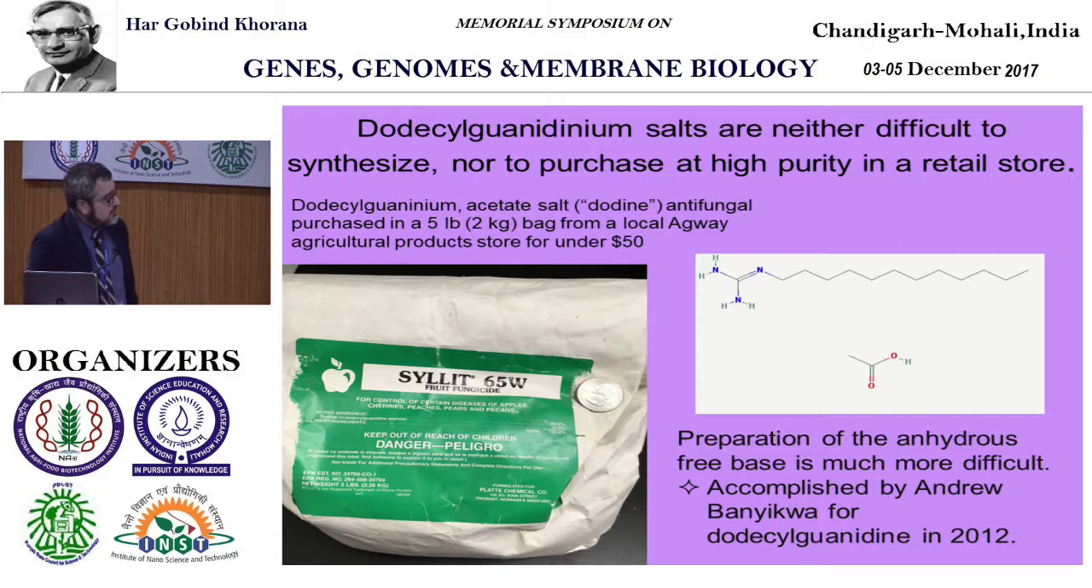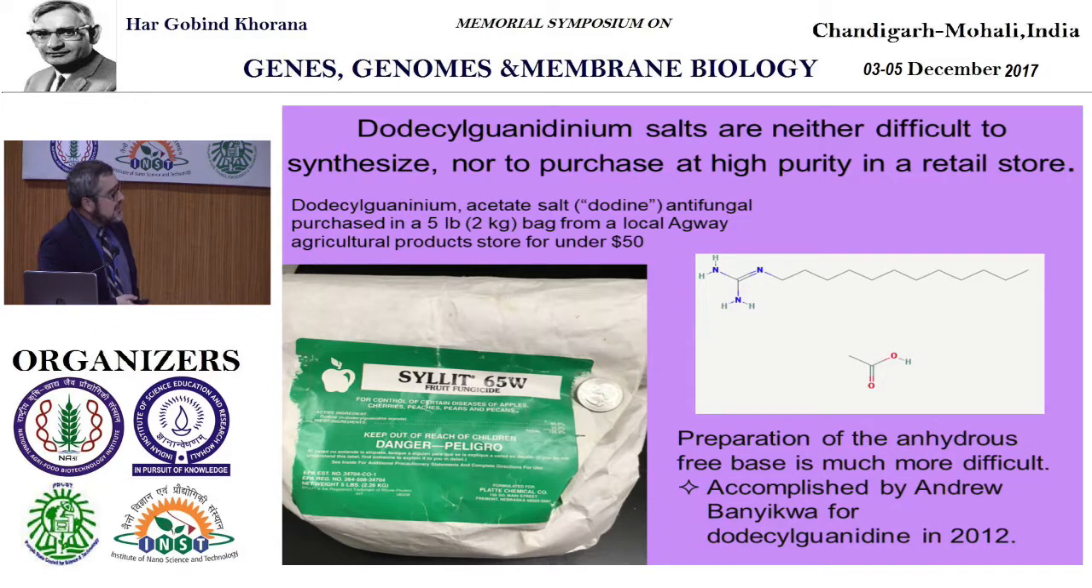Andrew Banyikwa, a very persistent graduate student, finally figured out how to deprotonate dodecyl guanidine in 2012. He relied on standing on the shoulders of a group that had just recently, in 2007, published a crystal structure of just guanidine, CN3H5, free base. And they were so proud of their ability to publish this crystal structure that they put right in their title, "At last, the crystal structure of guanidine." And I was always shocked that the journal editors allowed them to actually put that in their title.